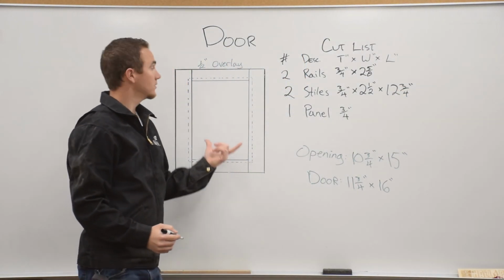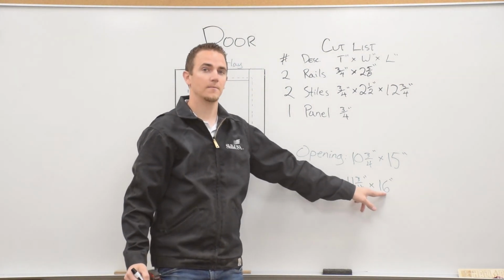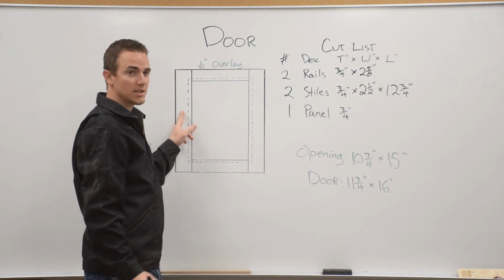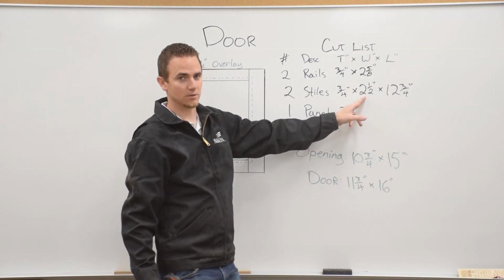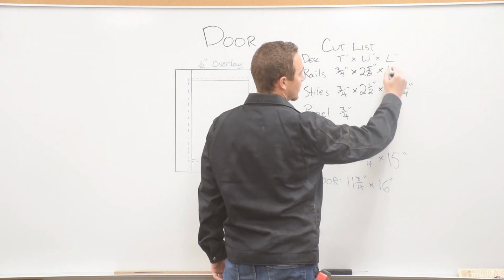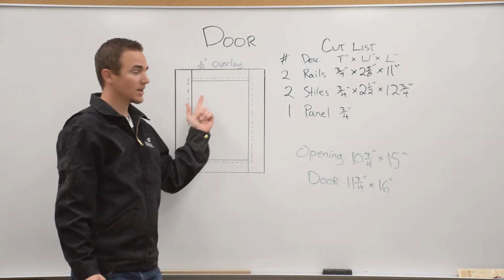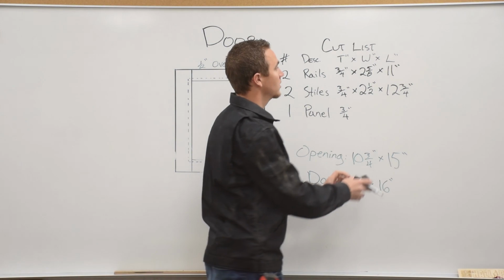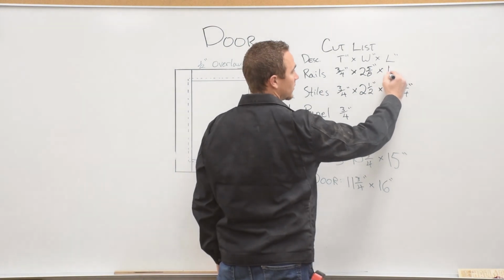Okay, for our rails, to find the length of the rail, we have to look at the width of the door and then subtract 2 1/2 from each side. So 16 minus 5, because we've got 2 of them, gives us 11 inches for the length of our rails. However, these rails are actually going to go in 1/2 inch on each end. So instead of 11, we add 1/2 inch on each side. It's going to be 12 inches long.